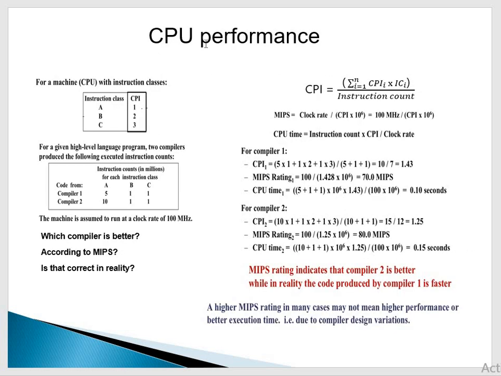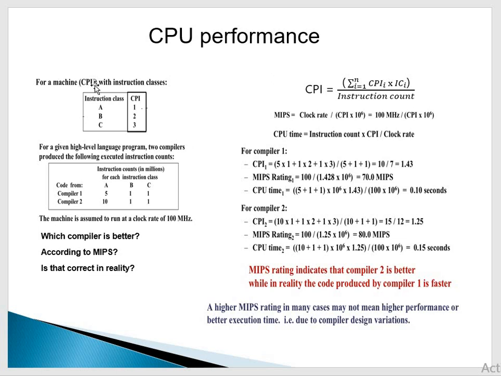So now we will discuss another example to understand or to evaluate the CPU performance. This particular example is for a machine with three different types of classes: class A, class B, and class C, and each class has a different CPI, clocks per instruction. So these are the specifications given for the CPU or machine.